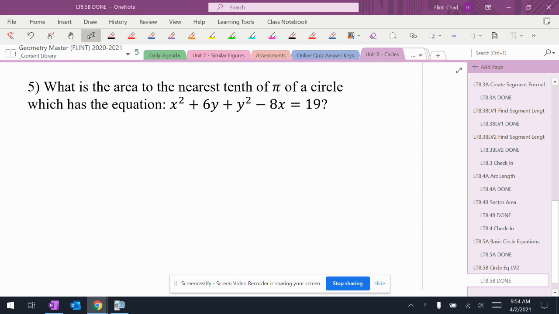So now, personally, what do I think the Regents exam will level up to at some point is this question right here. What is the area, to the nearest tenth, in terms of pi, of a circle which has the equation... The question is written incorrectly, but all I really care about is what is the area, and then it gives you this equation.